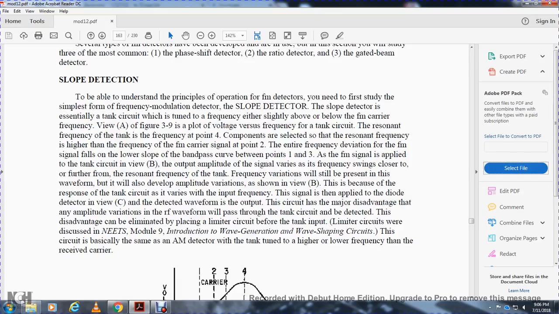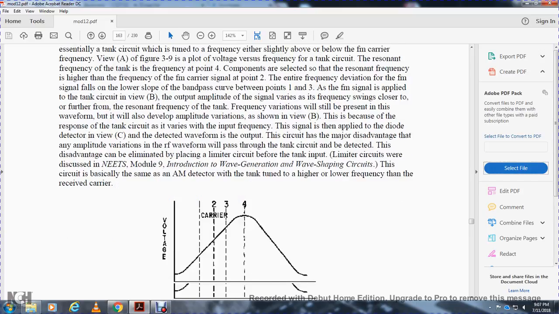This disadvantage can be eliminated by placing a limiter circuit before the tank input. Limiter circuits were discussed in Module 9, Introduction to Wave Generation and Wave Shaping Circuits. The circuit is basically the same as the amplitude modulation detector, with a tank tuned higher or lower than the frequency from the radio receiver.